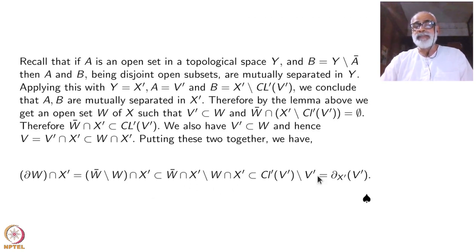But this is contained in the closure of V prime, because one is a subset of the other. So this is nothing but the boundary of V prime taken inside X prime, and that is precisely the statement in the corners part. So you took some set theory, set topology here; you have to do it carefully.